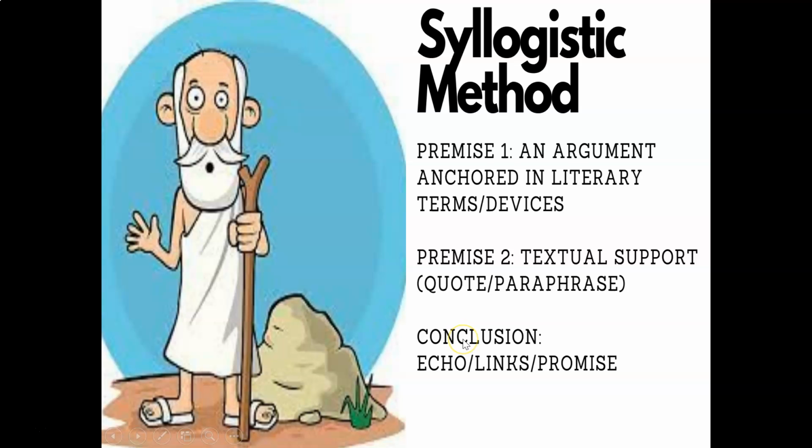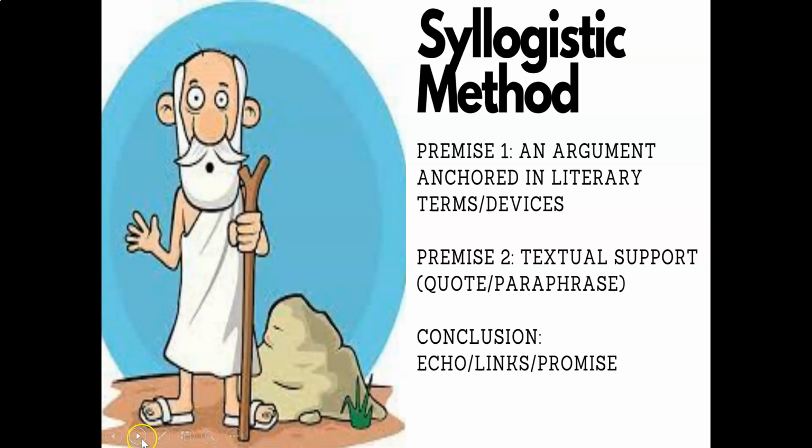And then the conclusion of the syllogistic body paragraph, and I really want to emphasize this. Paragraphs have conclusions. Essays have conclusions, but paragraphs have conclusions too. So the conclusion of the paragraphs are where you have your echoes, your links, and your promise. So you echo and link back to the thesis in the prompt. And I tell my students the first premise is a promise. So you got to connect your line of reasoning, right? You got to keep the promise of the first premise.